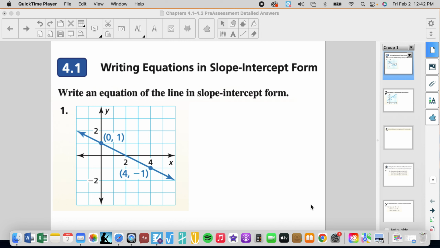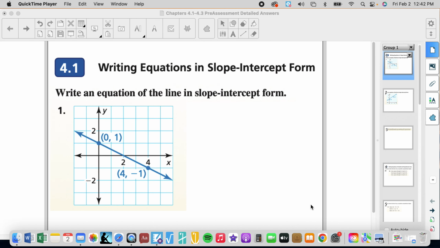Welcome. All right, so let's change that screen so we can write this work properly. But this is chapters 4.1 through 4.3. It is the pre-assessment, and we're going to focus on writing equations in linear form, and those linear formats will be slope-intercept form, point-slope form, and let's go.